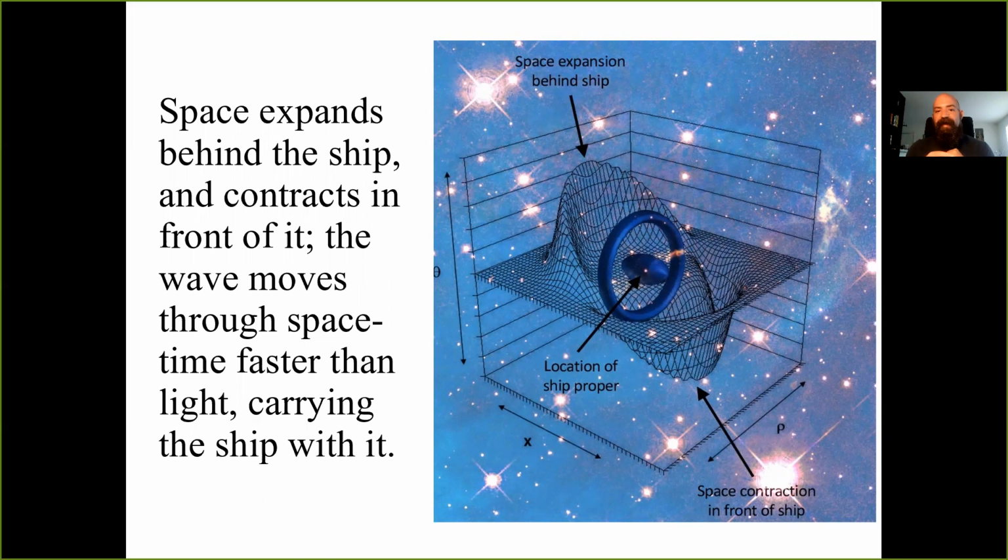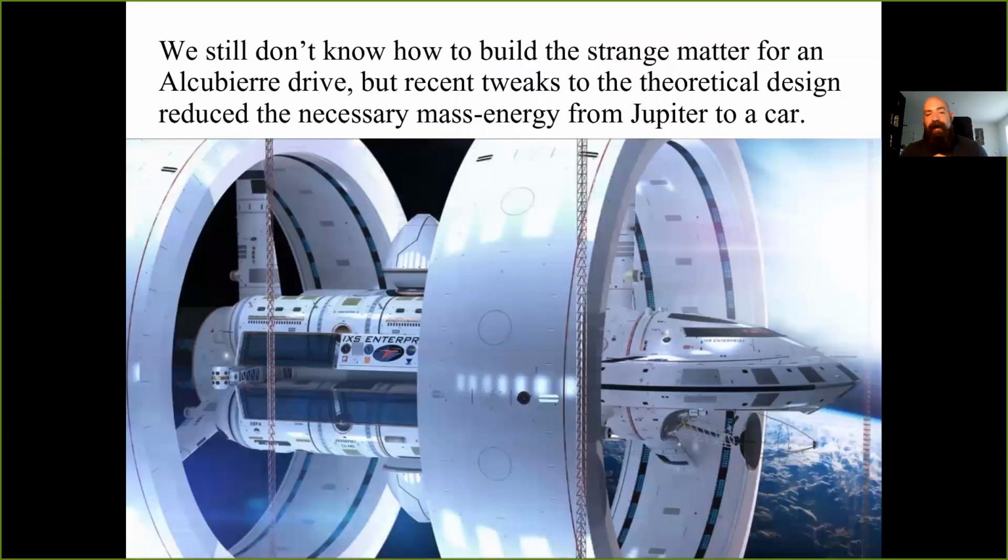And you'll note that the actual ship, there's a little spindle at the center of this design. Space in that region is nice and flat. That's where you put your people and your sort of conventional technology. So space is not warping in the vicinity of the crew themselves. Of course, this technology is very, very far from becoming practical. We have no idea what kind of matter to use in order to build these tori.